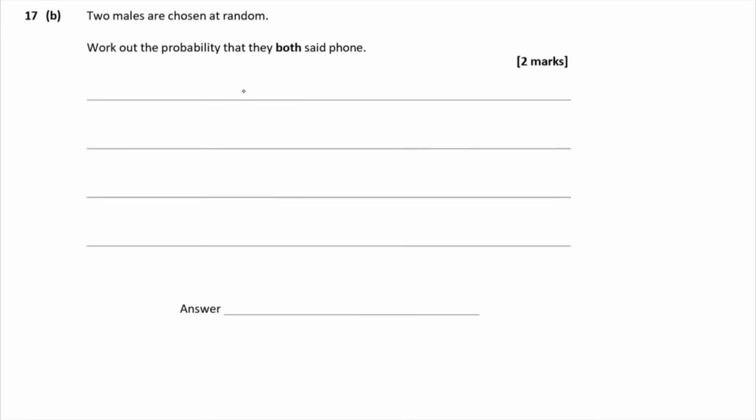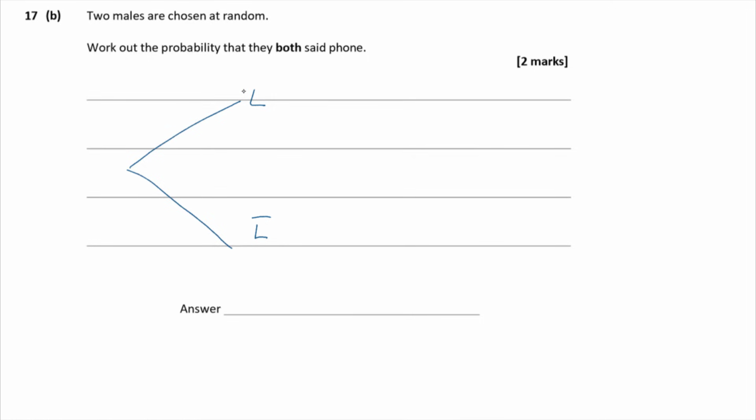Part B says two males are chosen at random. Work out the probability that they both said phone. Now this is going to start out the same way, isn't it? With males either choosing laptop or not choosing laptop, in other words, choosing phone. And the probabilities are going to start out the same.